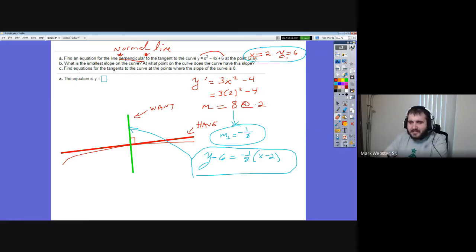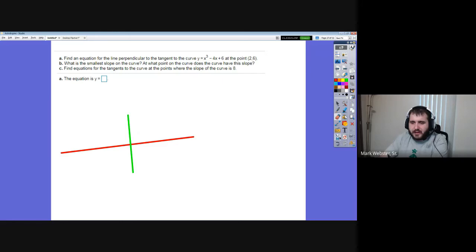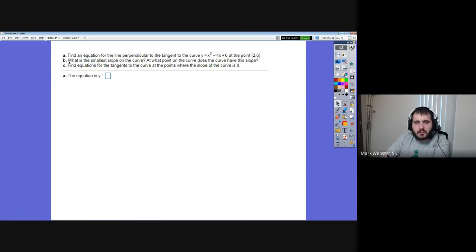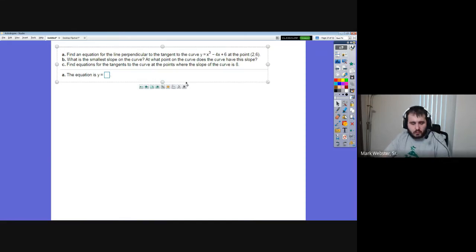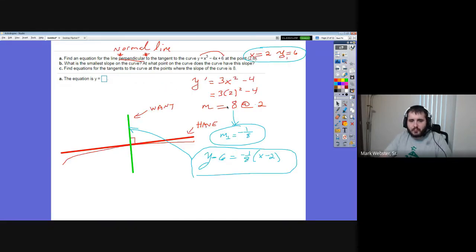It's a really snazzy problem because part B is very interesting. They want to know what's the smallest slope on the curve. They want to know where the slope is the smallest. Now, I don't want to reinvent the wheel. Let me bring some of this back here.